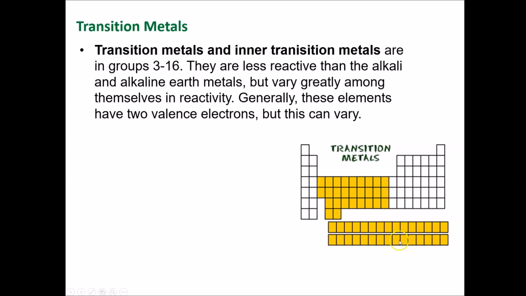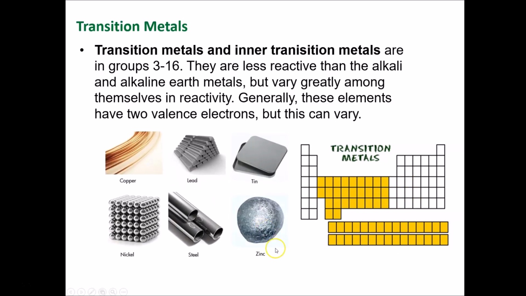We'll throw the inner transition metals in with them, and even a few of these over here generally get thrown in also with them. So we're talking about copper, lead, tin, nickel, well, steel's an alloy. I don't know why they have that in the picture. And then zinc, right? And then there's a lot of other ones, right? Gold, silver, aluminum, lead, right? There's a lot of them. And for the most part, they're gray, shiny metals. Yes, there are a few exceptions, copper, gold, but mostly they're not, right?